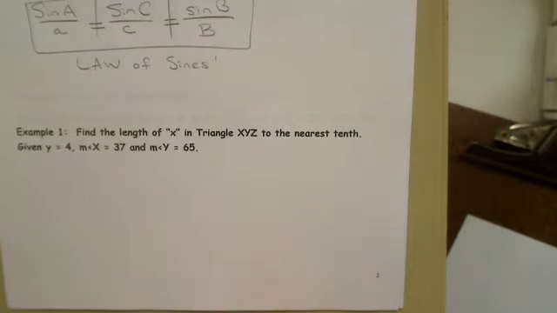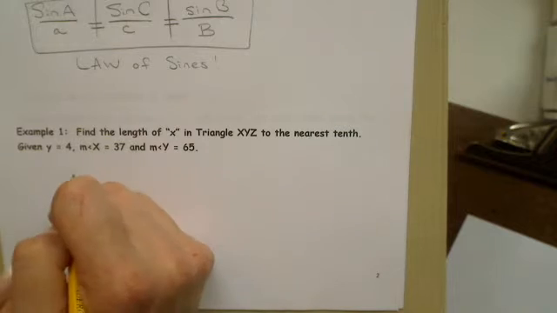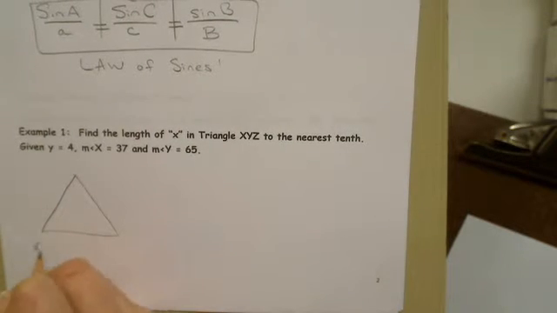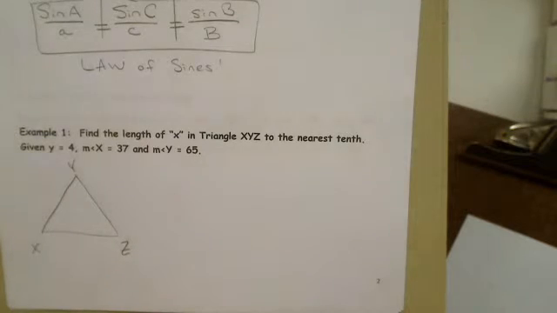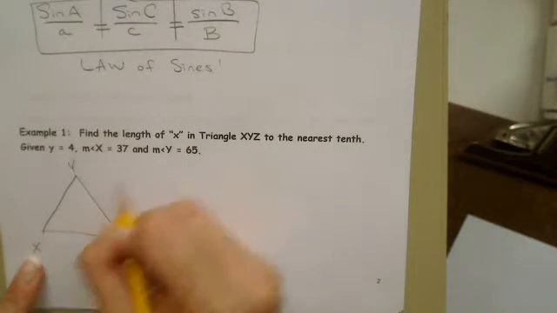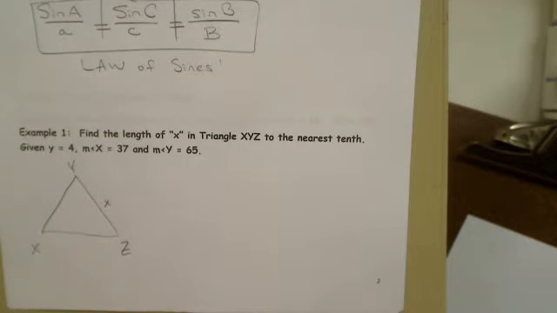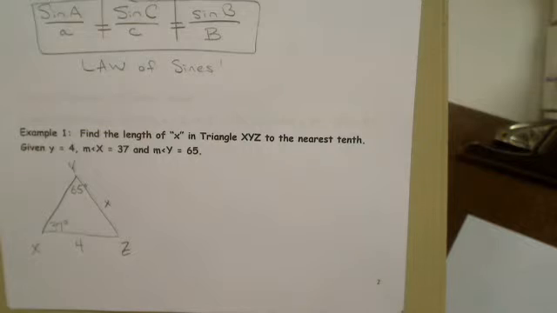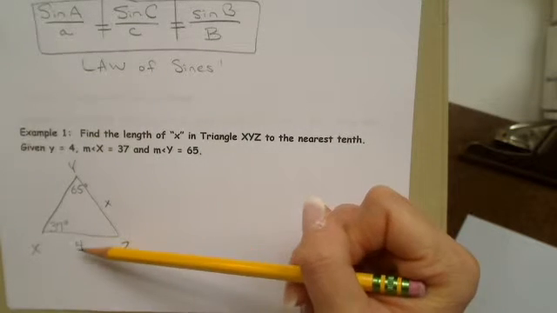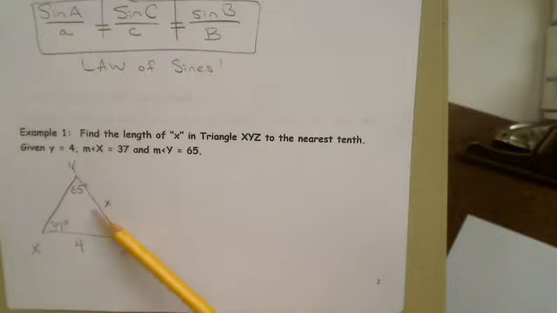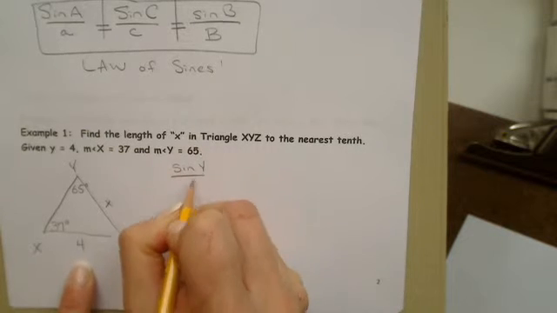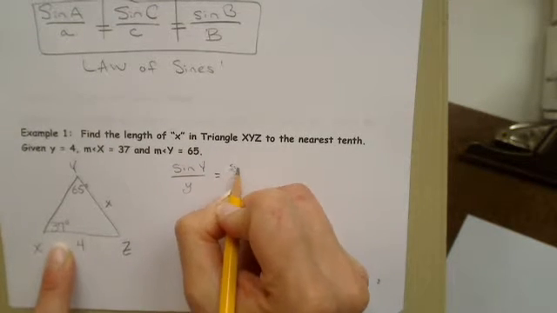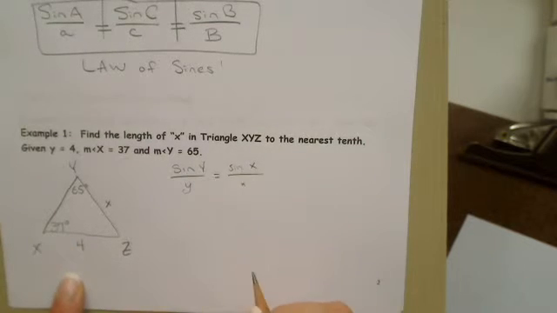Okay, we're going to draw our own picture. We have triangle XYZ. So I'm just going to draw and label a generic triangle, not to scale, XYZ. And we want to find x to the nearest 10th. That's a lowercase x, so it's the side. Y is 4. Measure of angle X is 37. And measure of angle Y is 65. So we're going to check, can we set up a law of sines? We have a side and an opposite angle. And we have a side and an opposite angle, and one of those 4 things is unknown. So yes, you can do sine of Y over little y equals sine of X over little x and solve.